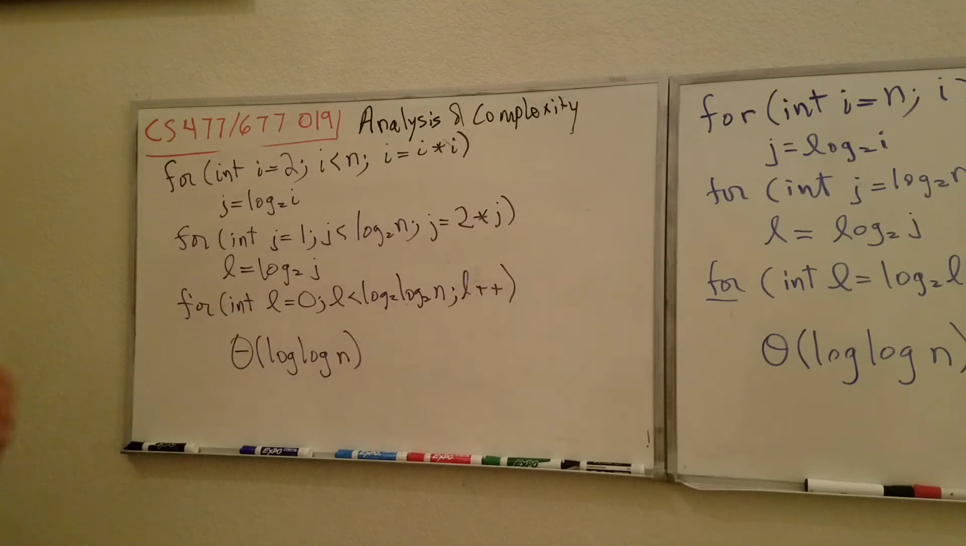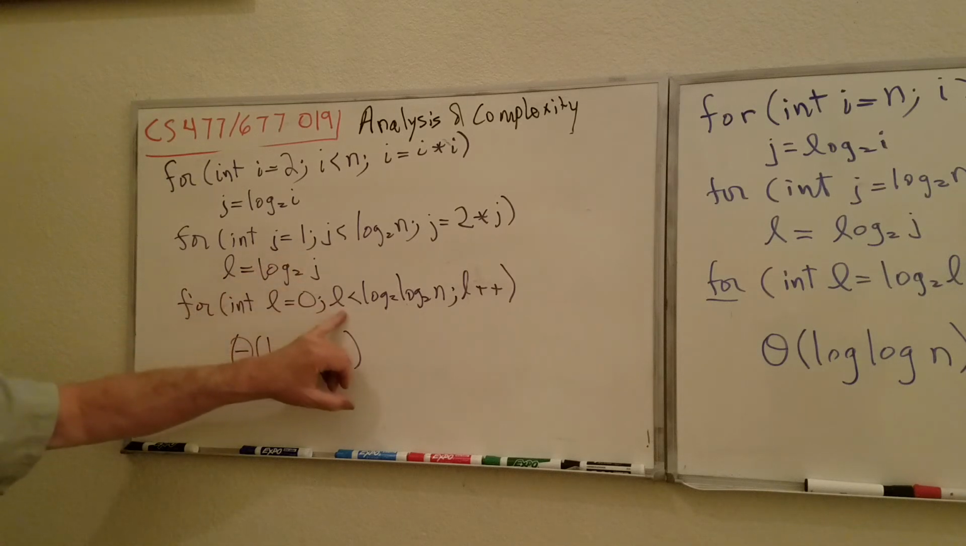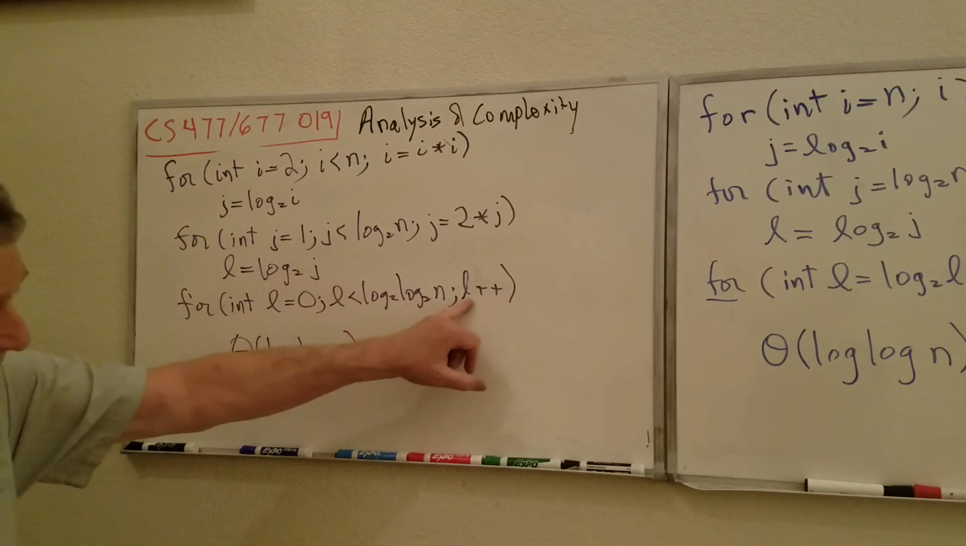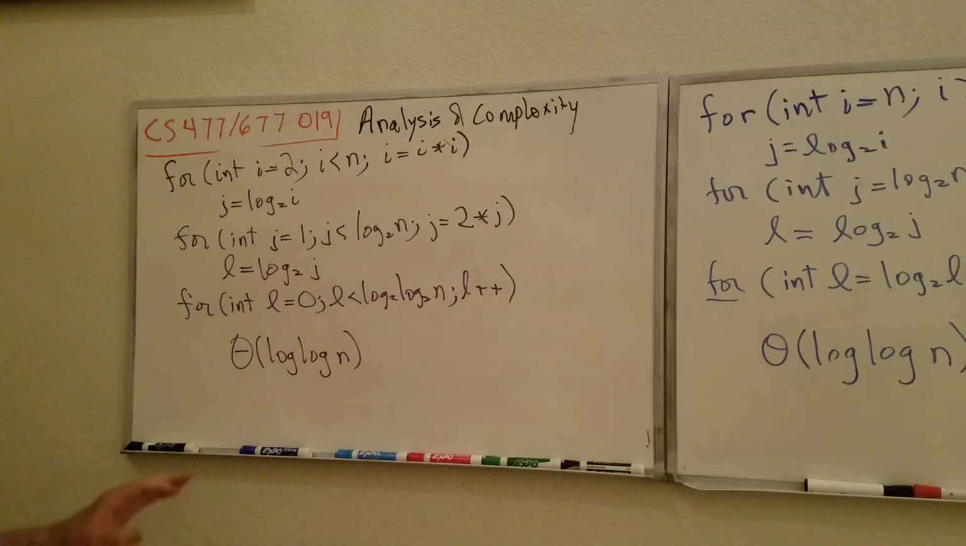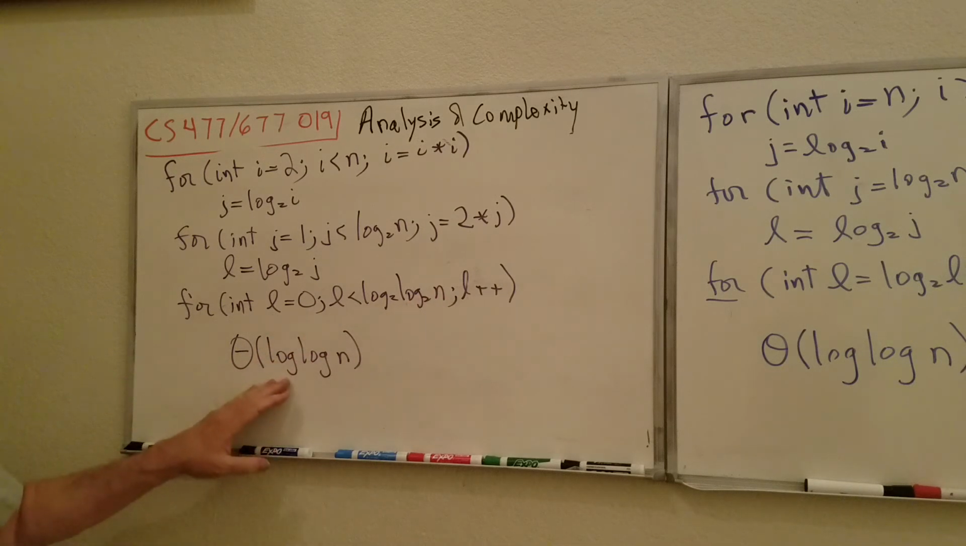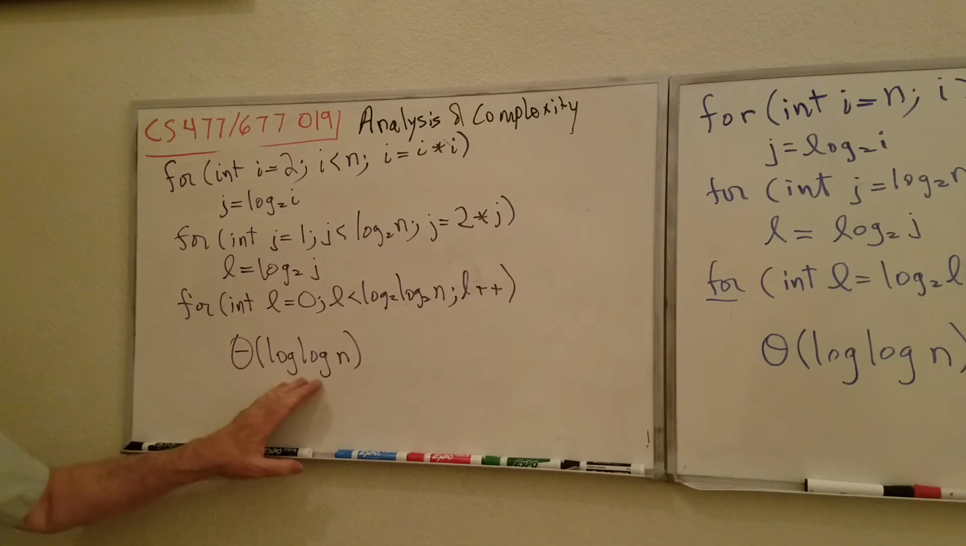Now, we let L be the log of j, and we start with L equals 0, because that's the log of 1, and L is less than the log of this, which is log n, and L increments by 1 every time. Whenever we have this increment by 1, we simply have the answer to be the difference between those two, which is log n.